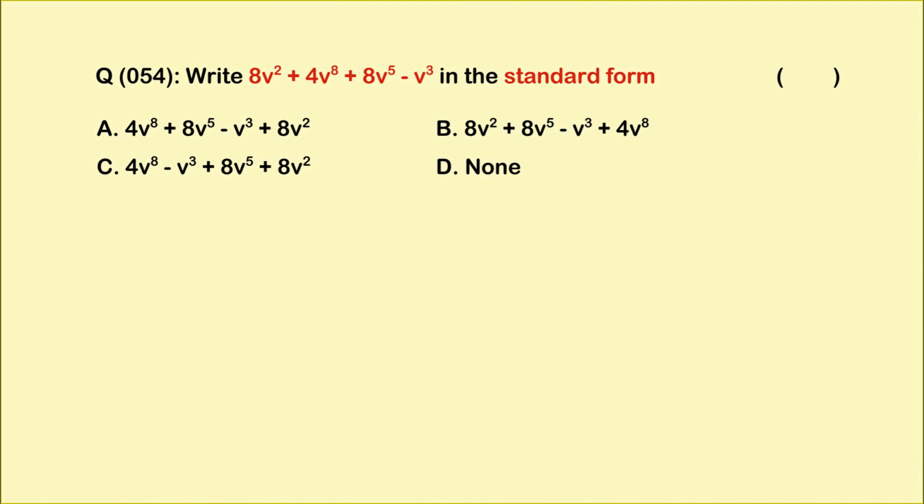Question number 54. Write 8v square plus 4v to the power of 8 plus 8v to the power of 5 minus v cube in the standard form. As you know, standard form is nothing but the exponents in descending order. So A is the right answer: 4v to the power of 8 plus 8v to the power of 5 minus v to the power of 3 plus 8v square. In this polynomial, the terms are in descending order of exponents. So A is the right answer.